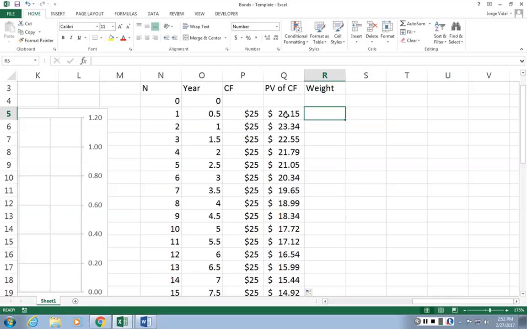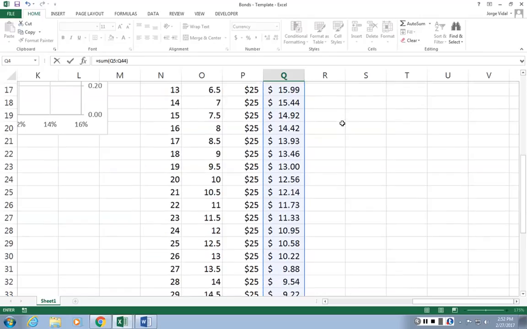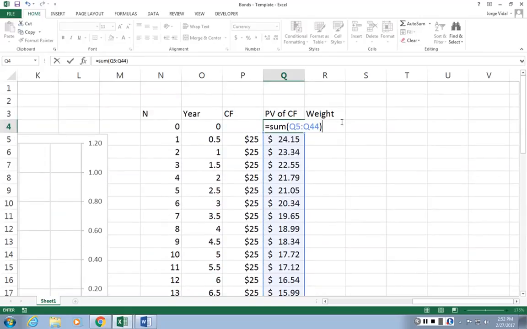I'm going to stop here because the class is almost over. So we'll do the calculation of duration next class. But we need to do the bond price. What if you add up all of those present values? It should be equal to what? When I hit enter for that, that's going to be equal to what?